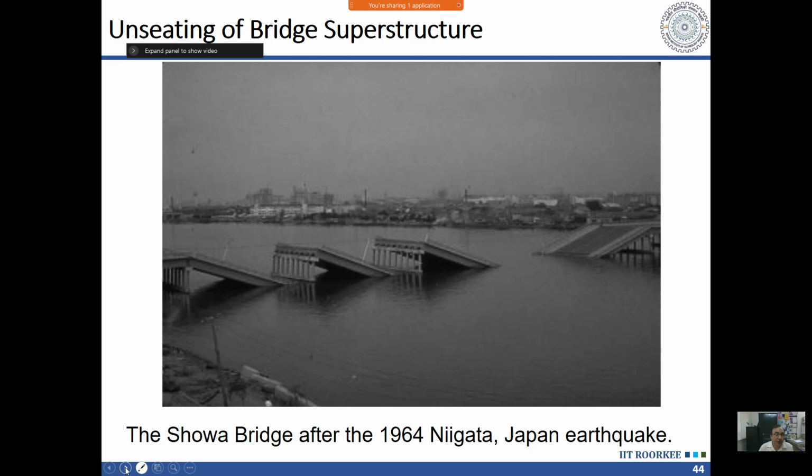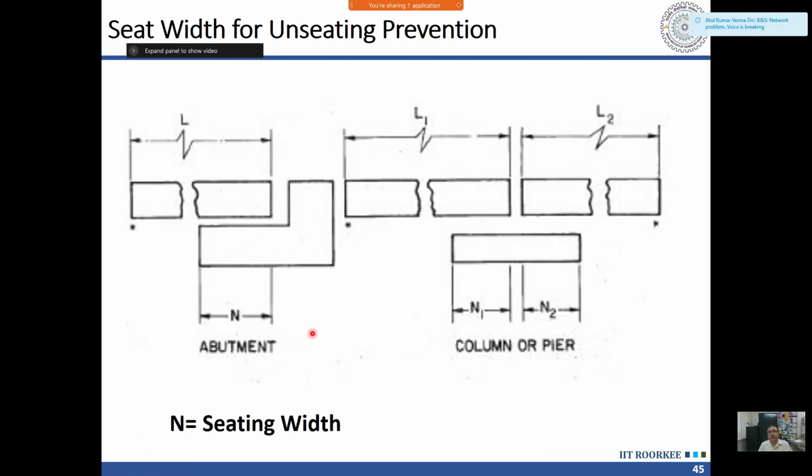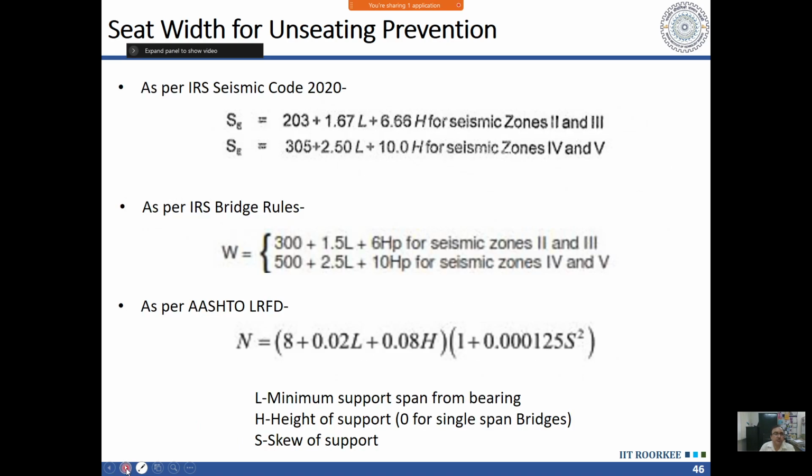What we can do to avoid this, first of all, is to provide adequate seat width. All the codes provide formulae for calculation of the seat width, as does our IRS seismic code. This is the formula. The IRS bridge rules interestingly have a more stringent formula. I'm not sure what the official position is, whether the IRS seismic code will overrule this, and if it overrules, then we have to follow it. Otherwise, it is the IRS bridge rules which are governing the design.